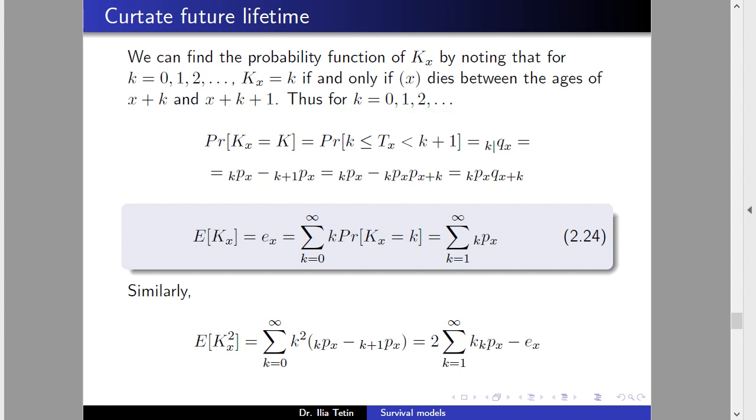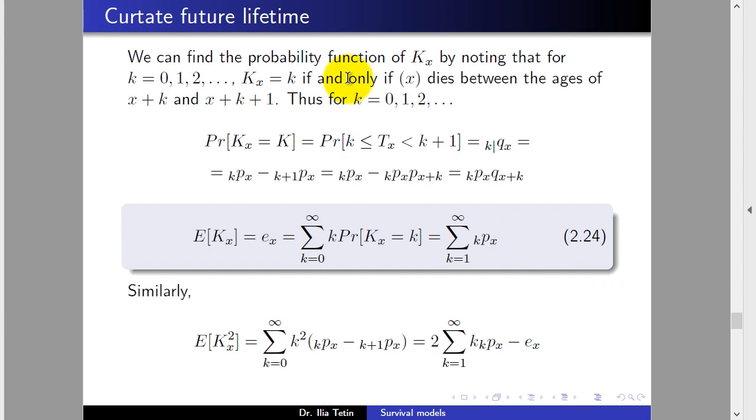As an illustration of the importance of Curtate future lifetime, we consider the situation where a life aged x at time 0 is entitled to payments of 1 at times 1, 2, 3 and so on, provided that x is alive at these times. Then the number of payments made equals the number of complete years lived after time 0 by x. So this is the Curtate future lifetime.